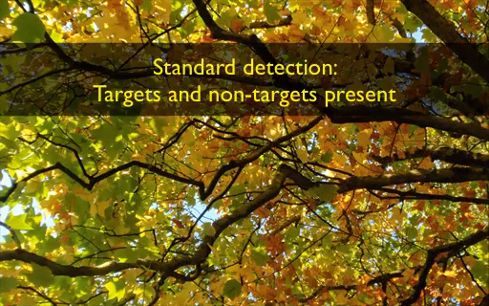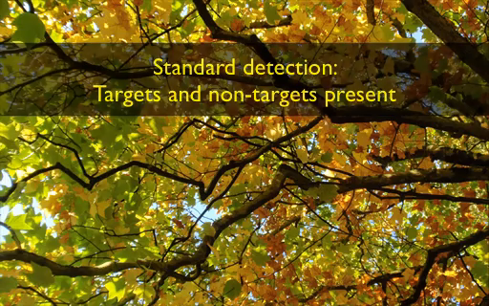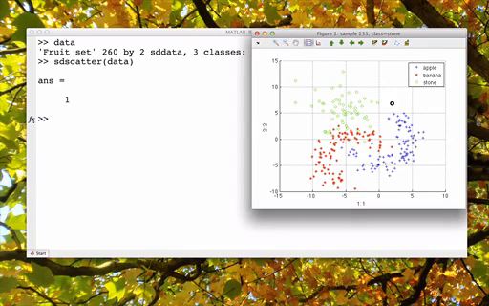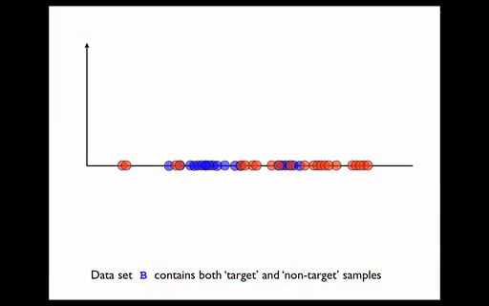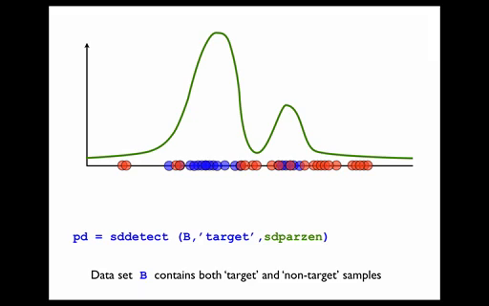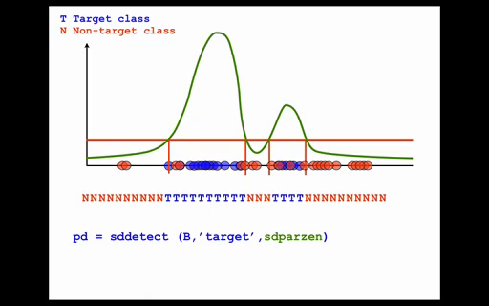If we have examples of the non-target class, we can use them to set the detector threshold. In the fruit data, we have, for example, apples and stones that can help us to find a good threshold for the banana detector. Coming back to our 1D illustration, the dataset B now contains target and also non-target class. The detector always keeps modeling only the target class. We may set some threshold and compute the errors on the target and non-target classes.